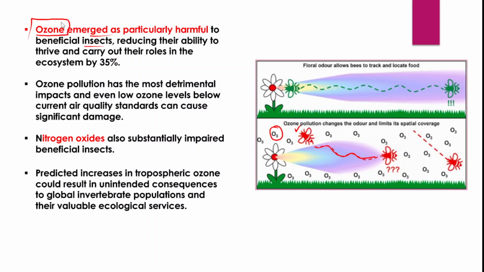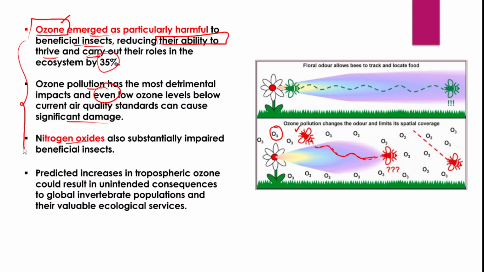Ozone as an air pollutant has been reducing the ability of these beneficial insects to thrive and carry out their roles in the ecosystem by at least 35%. In fact, ozone pollution has a most detrimental impact, and even low ozone levels, below the current air quality standards, can cause significant damage to these beneficial insect species. And apart from ozone, nitrogen oxides also substantially impair the beneficial insects, right?